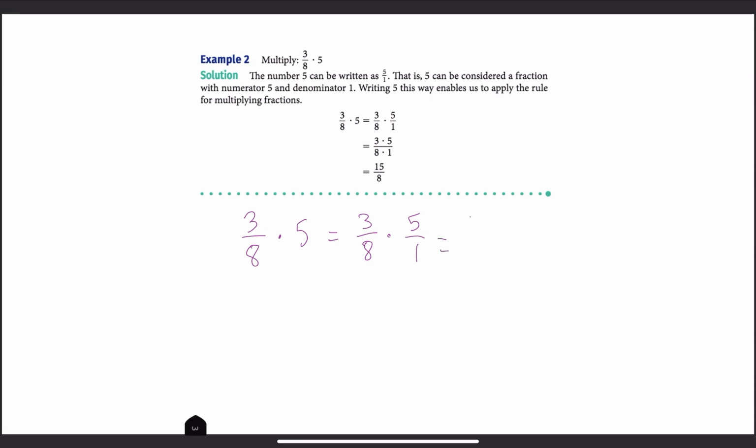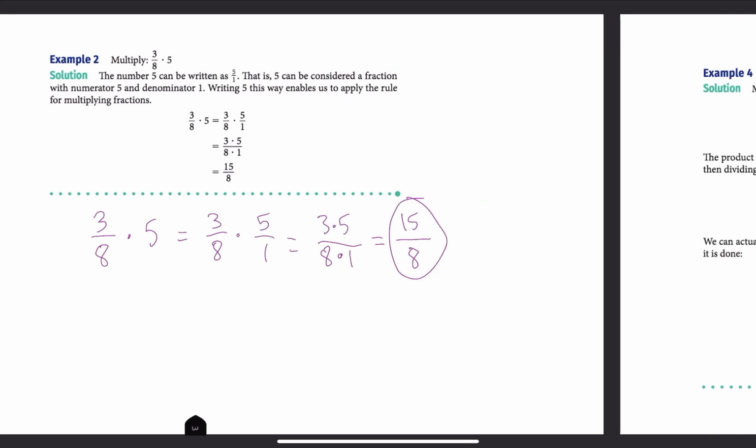Now when I multiply fractions, I multiply tops and I multiply bottoms. So 3 times 5 is 15, 8 times 1 is 8. And so 3/8 times 5 is 15/8. Now in this case, 15 is made up of 3 times 5, 8 is made up of 2 times 2 times 2, and so they don't have anything in common. And so I can't reduce to any lower terms. It's already in its lowest terms.